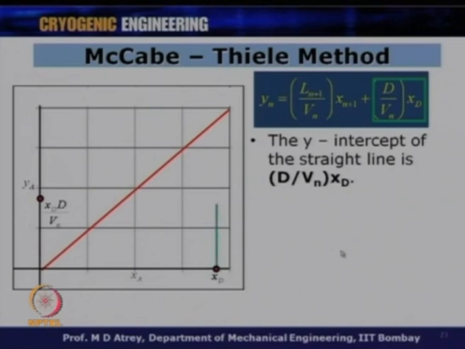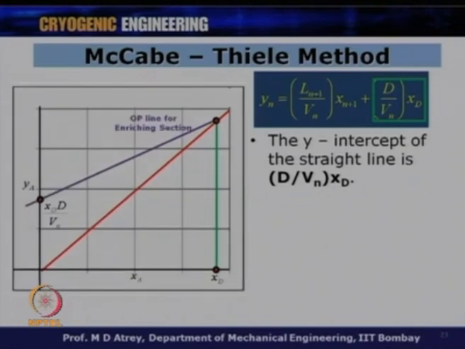What are these 2 points? The first point is on y is equal to x. So, yn is equal to xd, which I can locate because it lies on the y is equal to x line. The other point is the y intercept, and if I join these 2 points, I will get the operating line for the enriching section. I will know how much y is there for every x at every location in the enriching section. So, if I know my x is this much, corresponding to that I can calculate y, which is also given by this operating line equation for the enriching section.